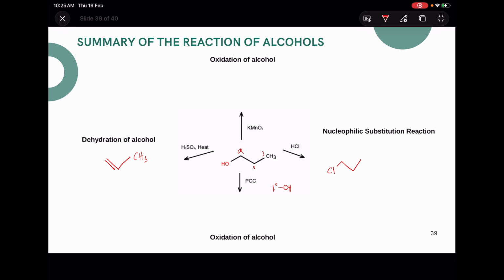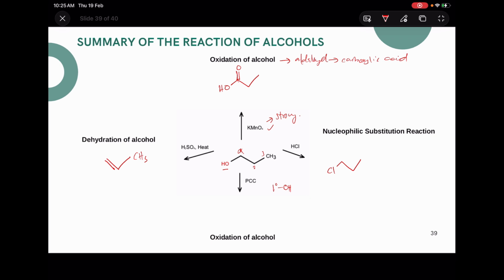First of all, when it reacts with potassium permanganate, which is a strong oxidizing agent, it will oxidize from alcohol to aldehyde and continue to carboxylic acid. So the final product is the carboxylic acid. Then at the alpha carbon, instead of only attaching OH, it also attaches C double bond O and OH. Then you will get the product.